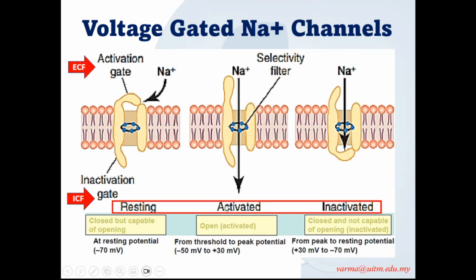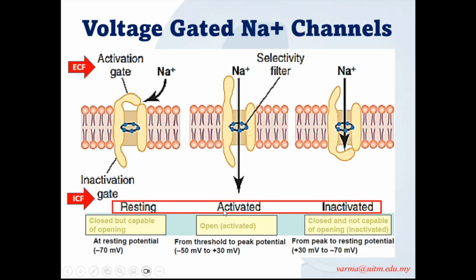Next, the activated state. If the impulse is strong enough to bring minus 70 to minus 50, depolarization will occur and the activation gate on the extracellular part will open and sodium will influx. This is the activated state of the sodium channel, where both the activation gate and inactivation gate are open. They are open and activated. It means sodium influx is occurring.